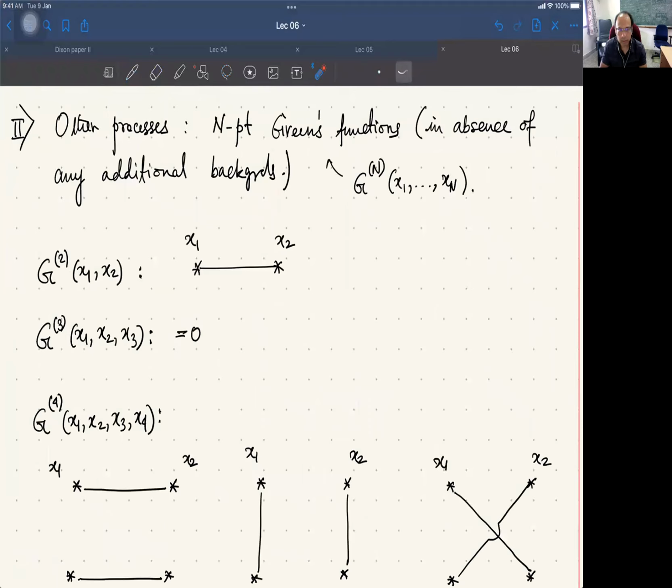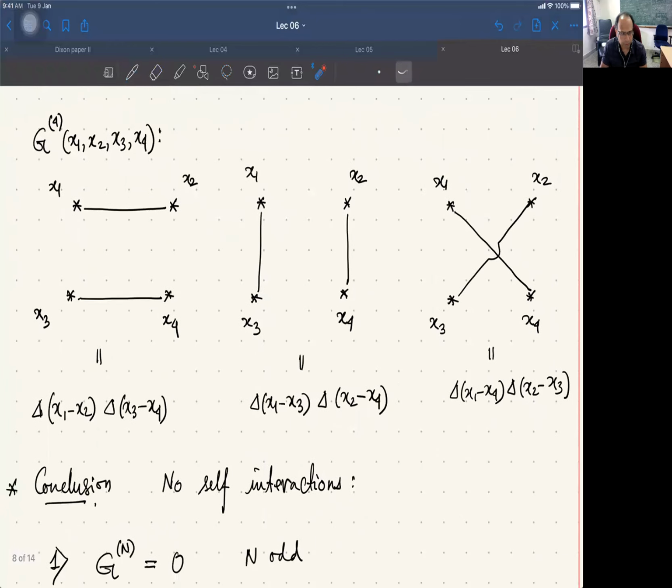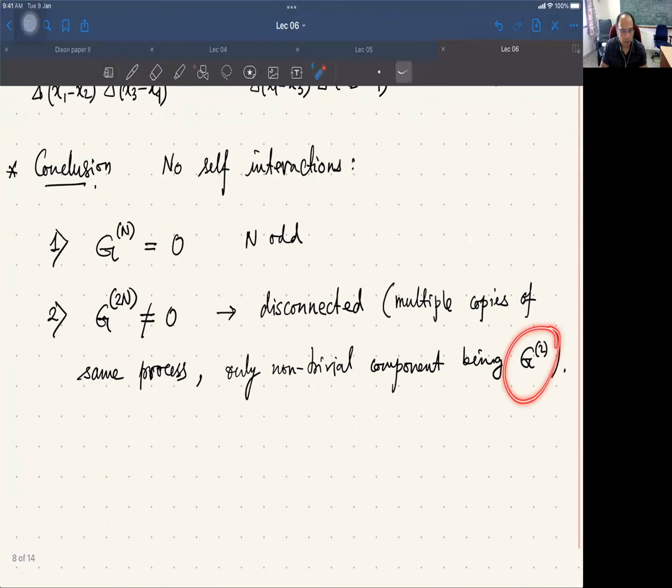So if you just forget about insertions, then what else the theory can describe are these processes, infinite number of processes, but they are not interesting. They are repetition of the same. Only one process is a non-trivial process, and the rest are just repetitions of that.